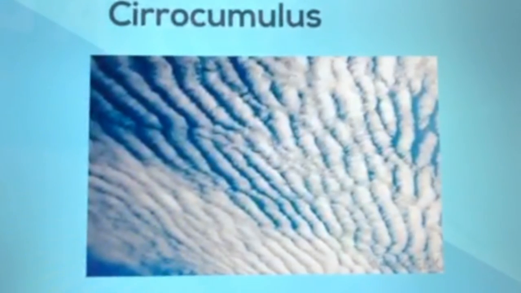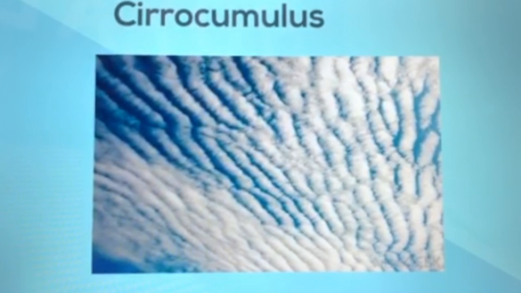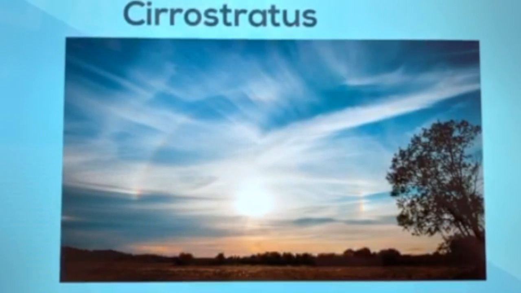Another example is cirrostratus. Cirrostratus clouds are thin layers of cloud which cause a halo effect around the sun or moon. It appears often before an unsettled weather system.